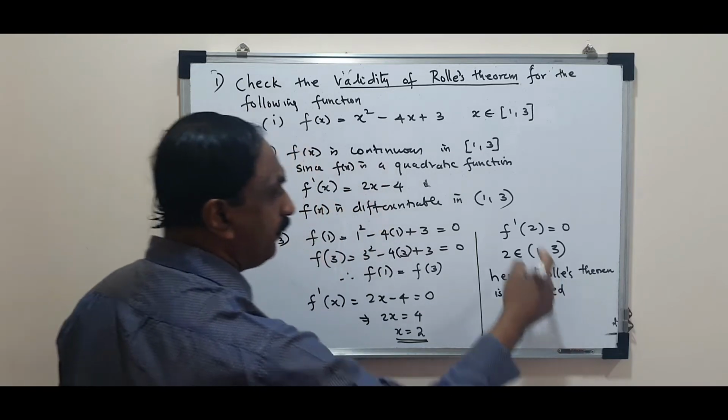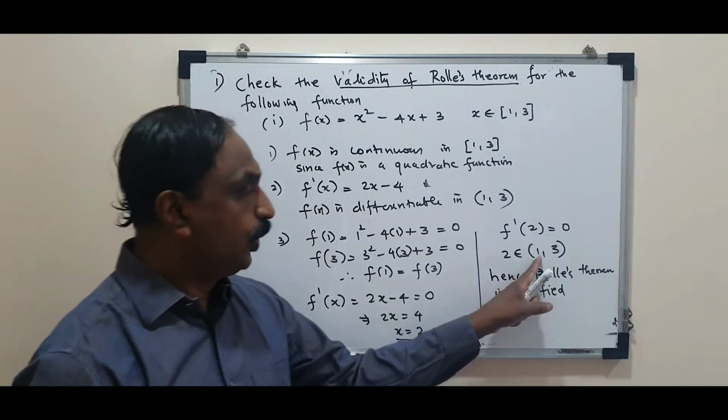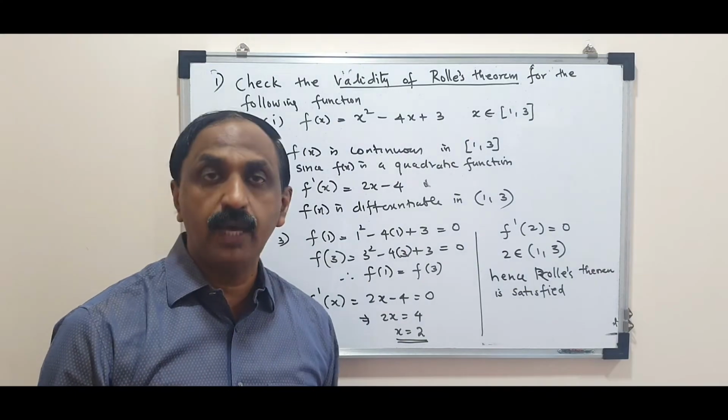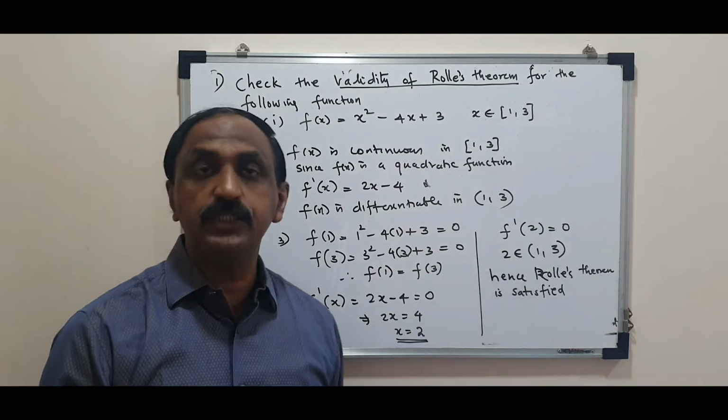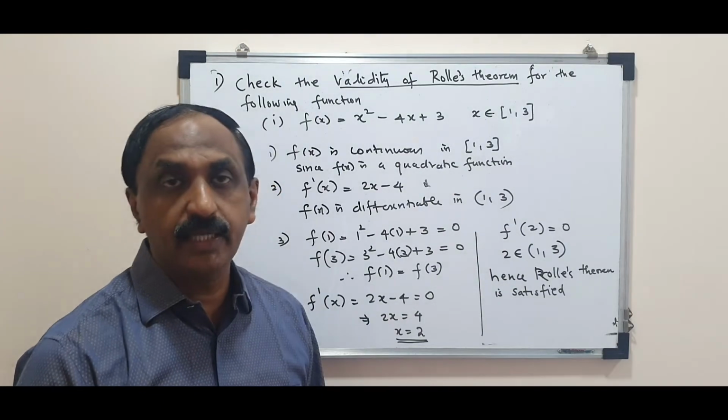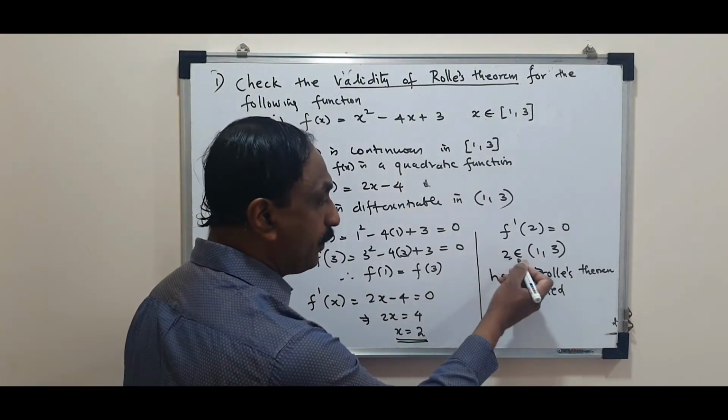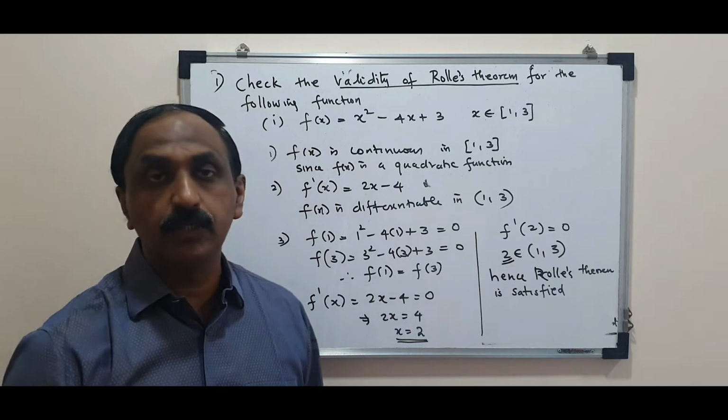So if this point where the derivative becomes 0 did not lie between 1 and 3, then we would have said Rolle's theorem is not satisfied. But Rolle's theorem says that we will always be able to find at least one point where the derivative becomes 0, and we have found the point 2 where the derivative is becoming 0.